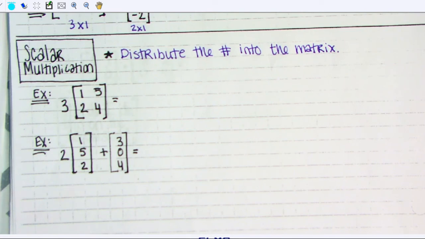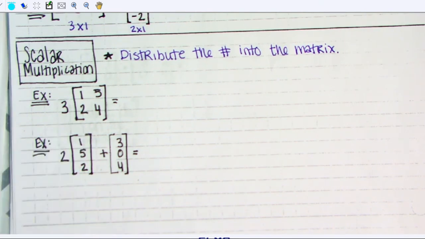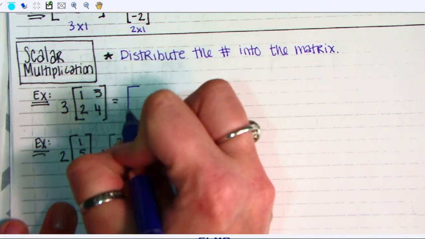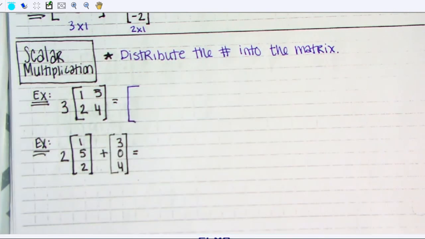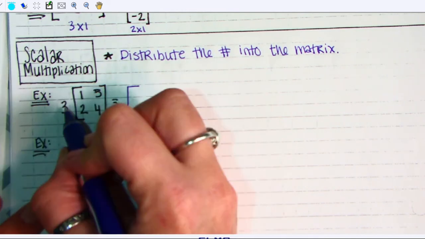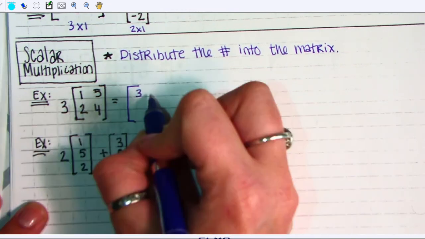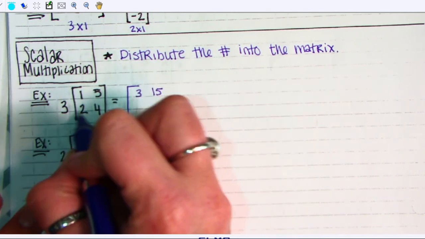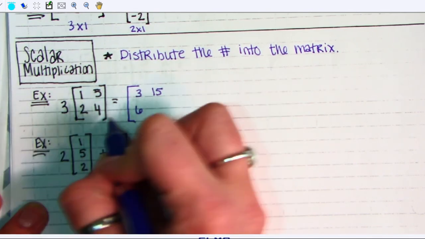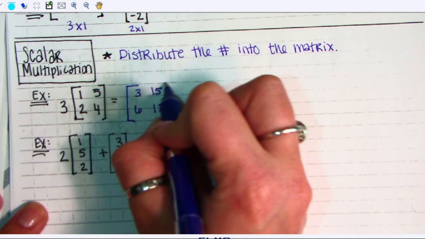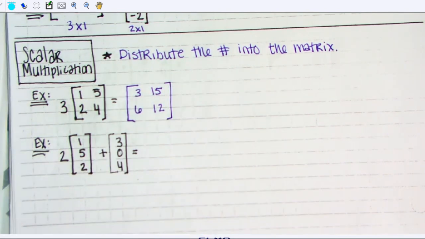So to do the first one, you're just distributing. The dimensions of your matrix will stay the same. You're just increasing everything by 3 times. So 3 times 1 is 3, 3 times 5 is 15, 3 times 2 is 6, and 3 times 4 is 12. You can do it in your calculator. We'll talk about how in just a minute.